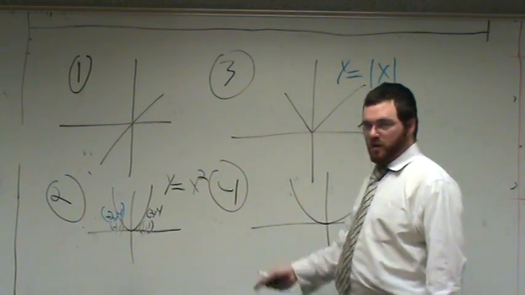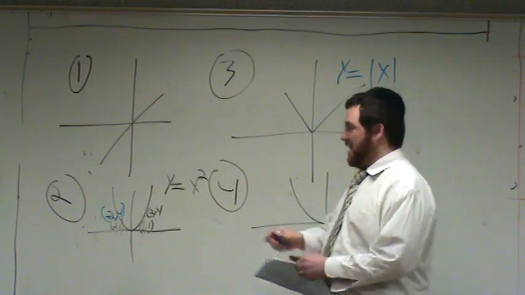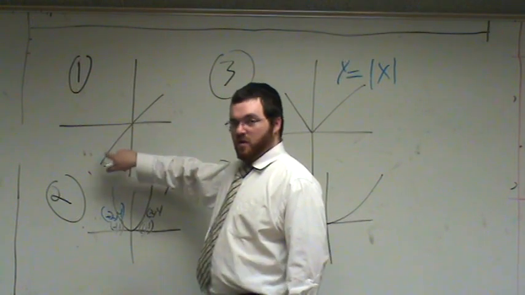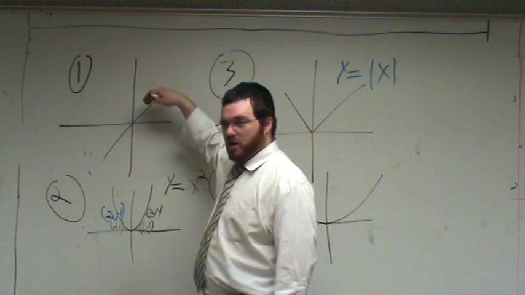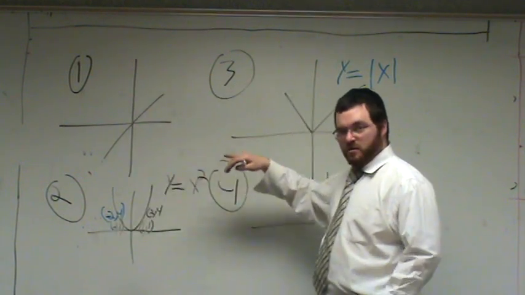Linear means one line, meaning when y is 1, x is 1. When y is negative 1, x is negative 1. When x is negative 1, y is negative 1. When x is negative 7, y is negative 7. It's a straight line going up and down on a slant.